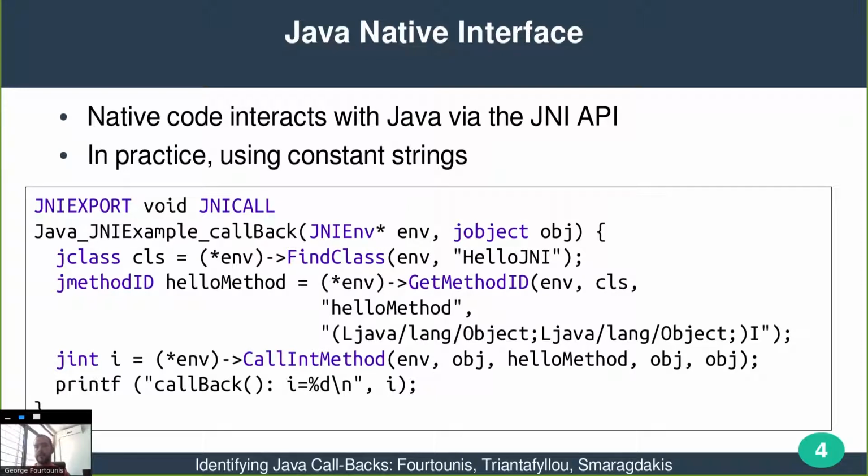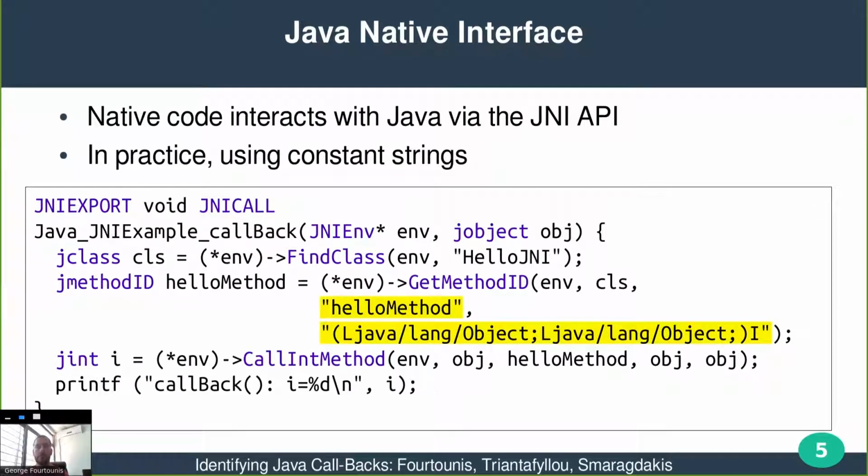Native code in Java follows the Java Native Interface specification. The Java Native Interface, or JNI, gives an API that can be used by native code to interact with Java. Here we find an example. We find a function implemented in C, and this function finds a class, HelloJNI here, finds a method, hello method is the name, and here is the low-level JVM signature, calls the method, which will give back an integer, and prints that number on screen.